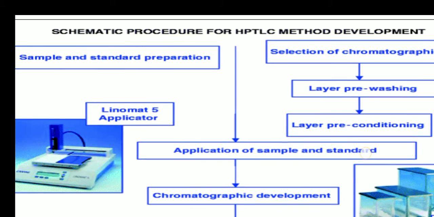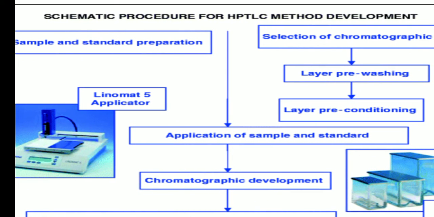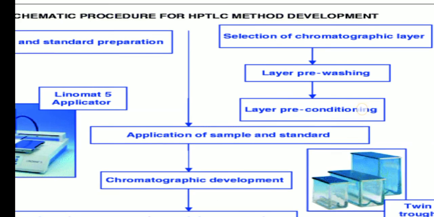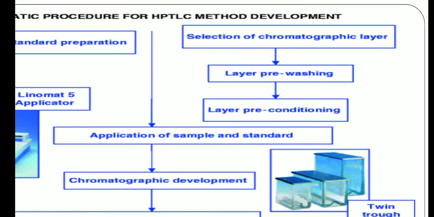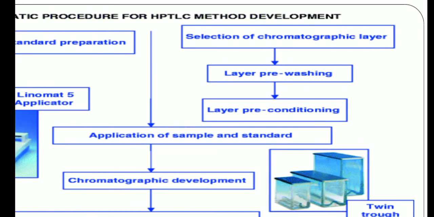So first step is sample and standard preparation. This is mainly used for the quantitative purpose. So first we can compare the sample with the standard also. Sample and standard preparation. First step is sample and standard preparation. Then next one is selection of chromatographic layer, that is selection of the chromatographic plate.